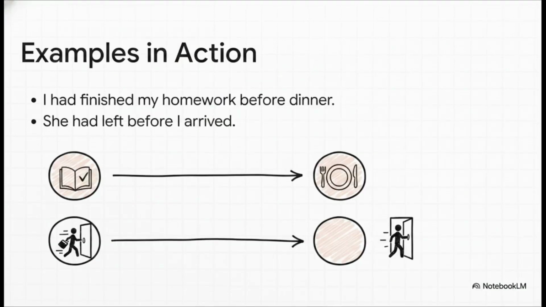Okay, let's break these down. In that first sentence, what happened first? The homework got finished. Then dinner happened. Using had finished makes that sequence of events impossible to misunderstand. And the second one, she had left before I arrived. Her leaving happened first. Then I showed up. She had left tells us we just missed her. It's all about that timeline.